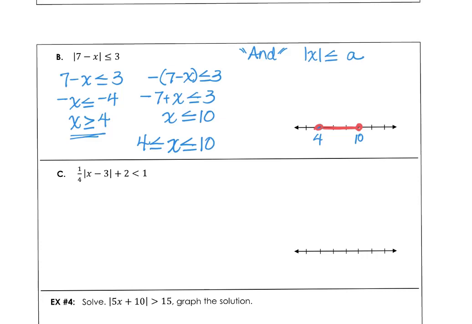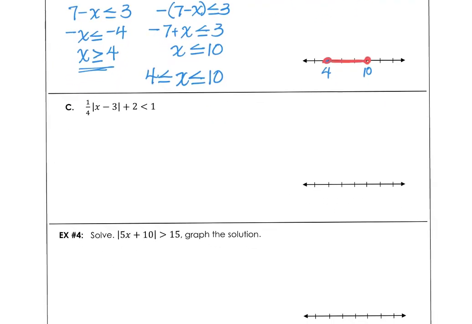And then finally in part C, we're looking at 1/4 of the absolute value of x minus 3 plus 2 is less than 1. So again, this is an AND statement. And we're going to subtract 2. So we got -1. So let's multiply by 4. This should be x minus 3. Multiplying by 4, x is less than -1.